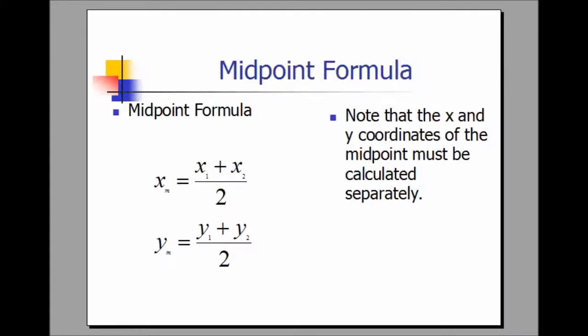The midpoint formula is as follows. The x-coordinate of the midpoint is given by the formula x sub m equals x sub 1 plus x sub 2 over 2, where x sub 1 and x sub 2 are the x-coordinates of the endpoints. The y-coordinate of the midpoint is y sub m equals y sub 1 plus y sub 2 over 2, where y sub 1 and y sub 2 are the y-coordinates of the two endpoints.